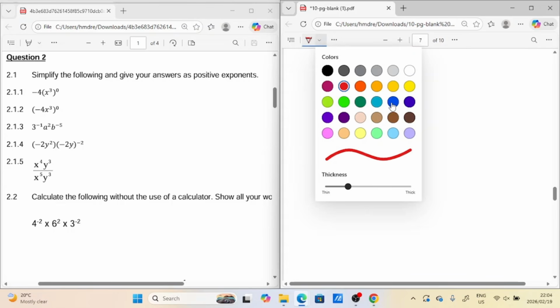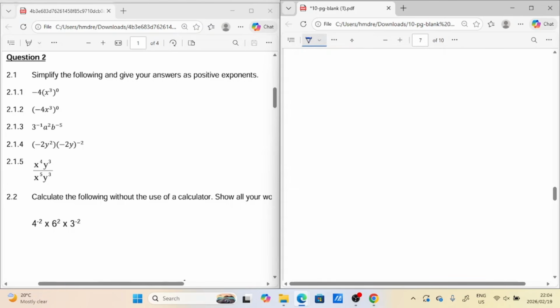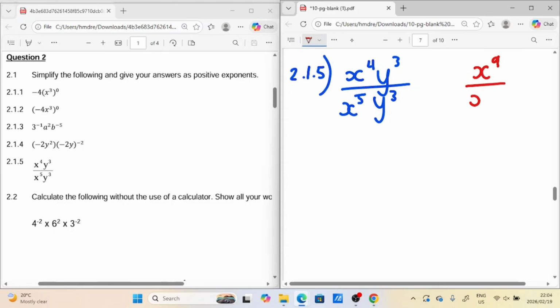2.1.5. x to the 4, y to the 3, over x to the 5, y to the 3. Okay, the law they want us to use here is, if we are dividing numbers like this, so if we have x to the a over x to the b, we can write it together as x to the a minus b. So it's the top exponent minus the bottom exponent.